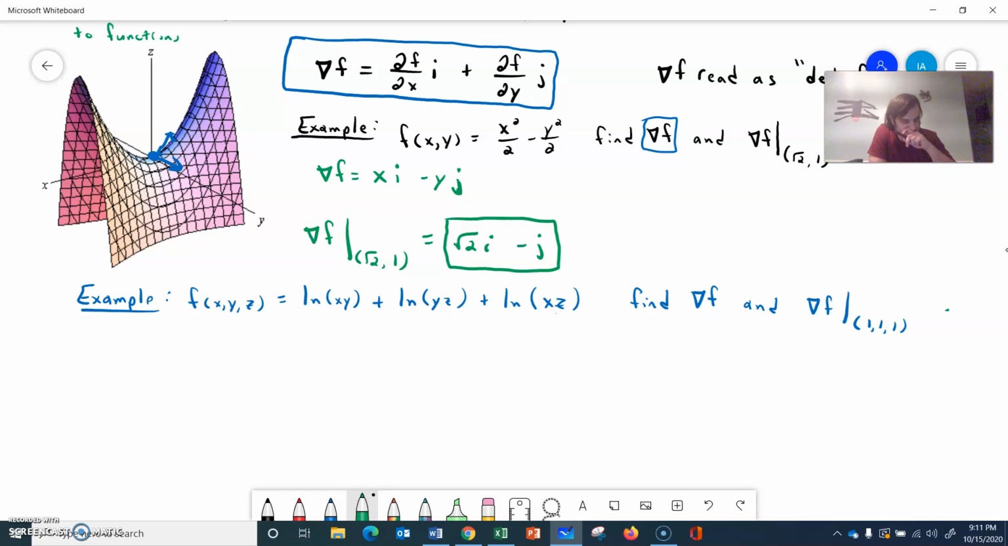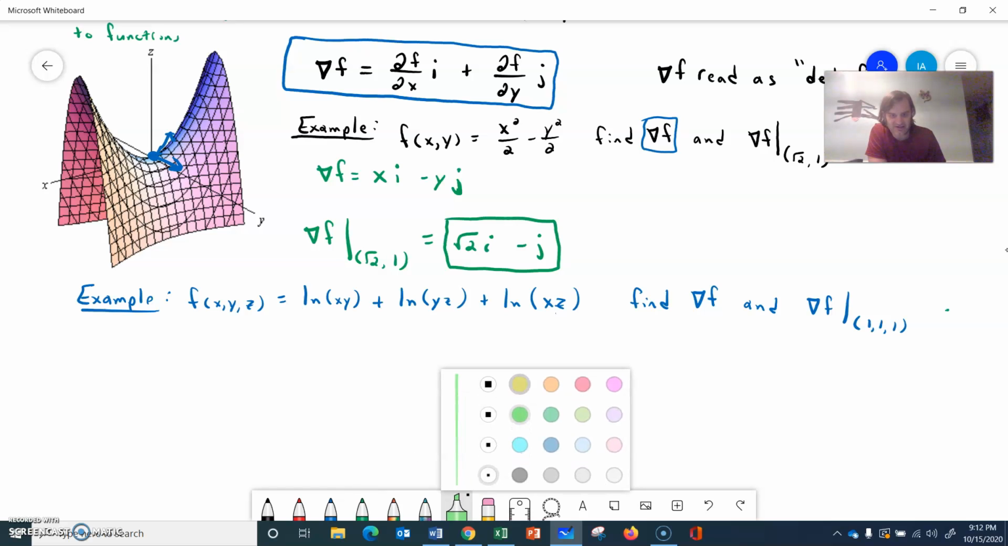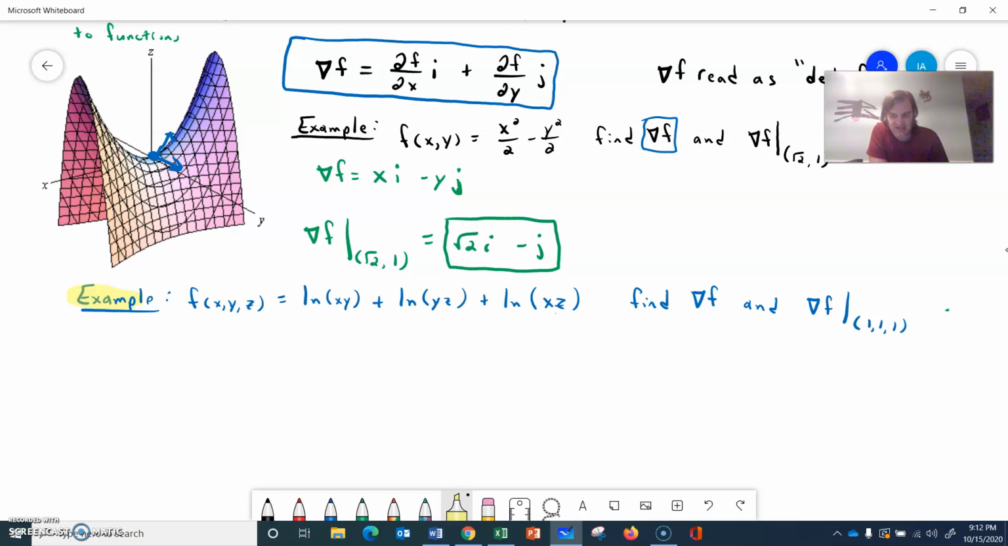This is an x, y, z one, so we will have a 3 component. But f of x, y, z equals the natural log of xy plus the natural log of yz plus the natural log of xz. And then we're going to calculate the gradient from there, and then we're going to plug in a point. So first of all, let's calculate our gradient.